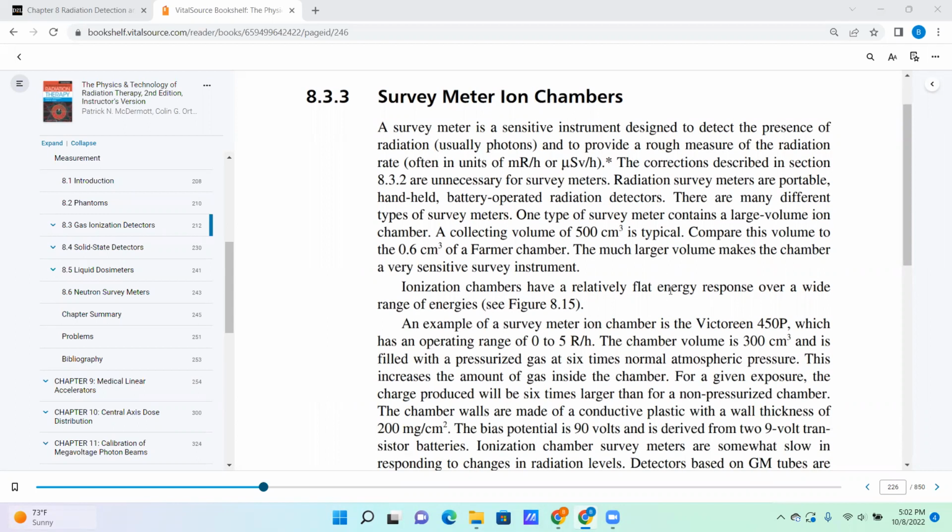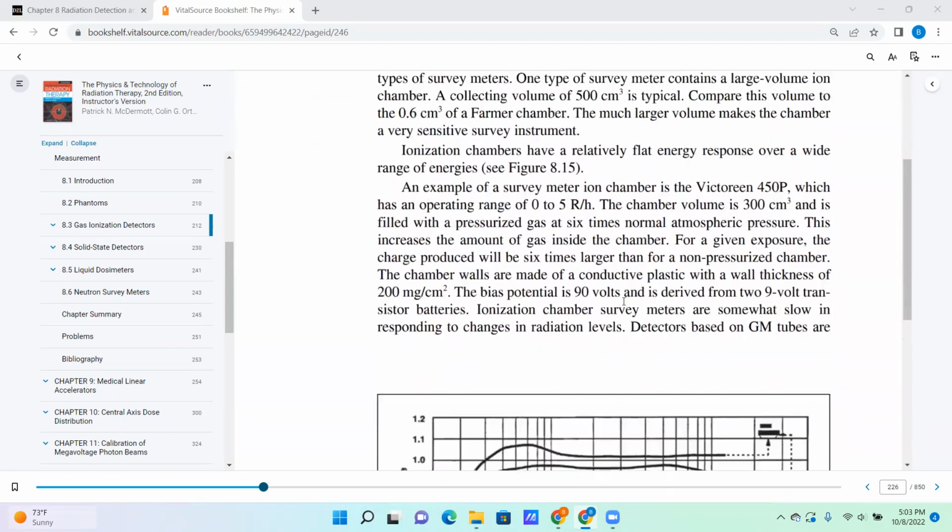There are many different types, and one type of survey meter contains a large volume ion chamber. A collecting volume of 500 cubic centimeters is typical. Compare this to the 0.6 cubic centimeters of a Farmer chamber. The much larger volume makes the chamber a very sensitive survey instrument.